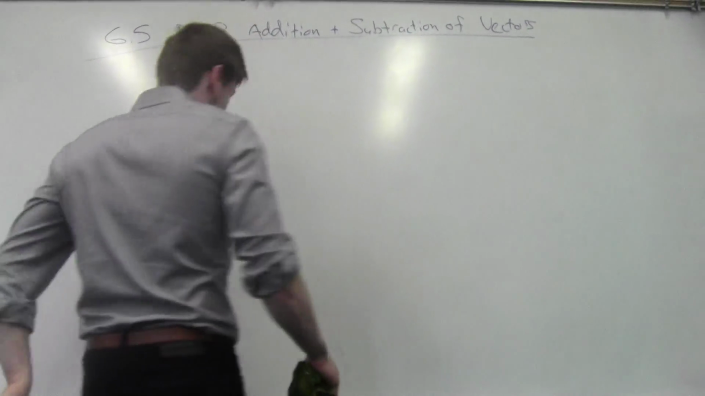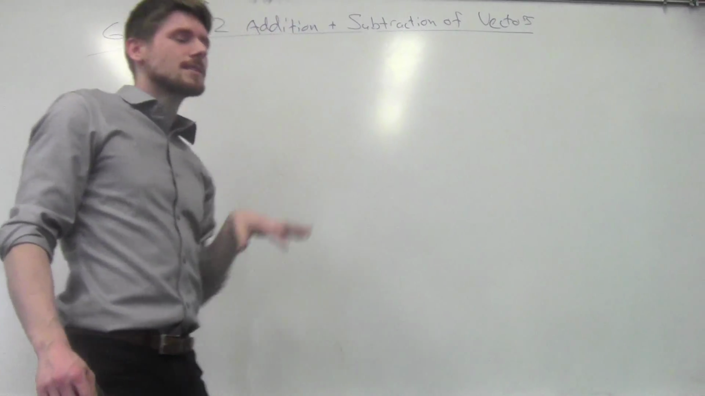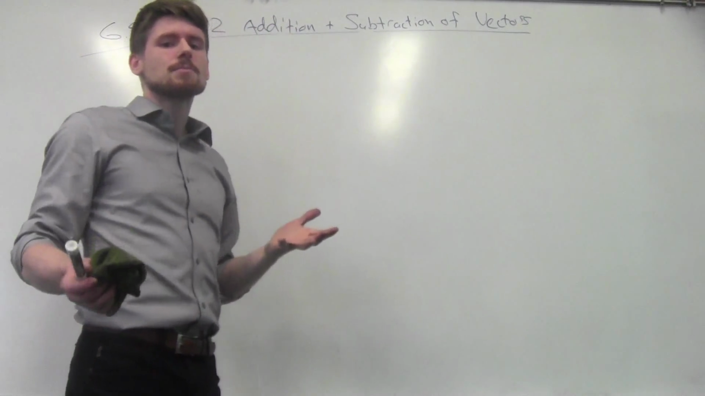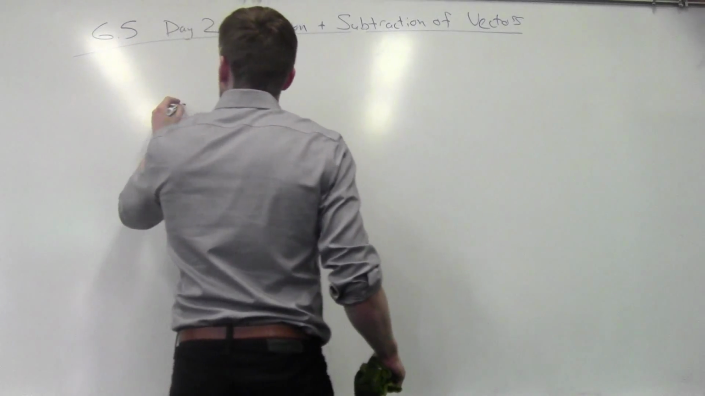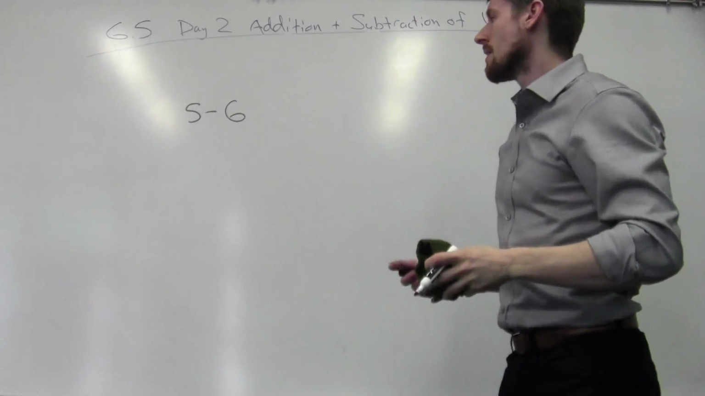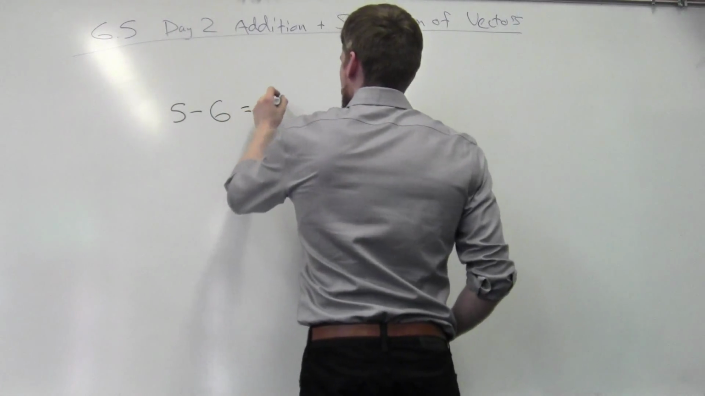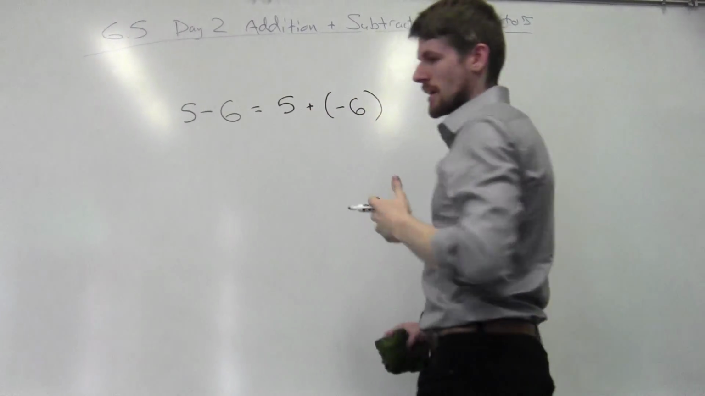So in order to get a handle on subtracting two vectors, we first need to take a step back and say, what is subtraction of numbers themselves? What is 5 minus 6 really saying? Well, this is really saying add 5 and then the number negative 6.